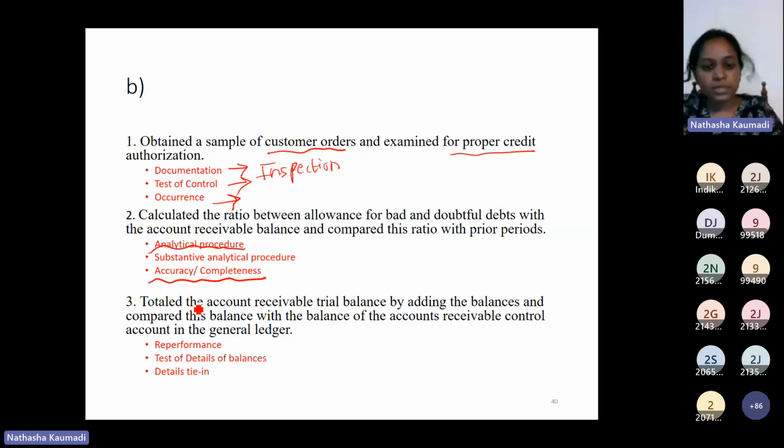Third one, total the accounts receivable trial balance, and you have compared with the control accounts. So what has happened? You are taking the totals and then you are checking it again with the control accounts. Basically, you are re-performing the procedure already performed by the client. So re-performance is the audit procedure, and of course that is not a test of control and that is not a substantive analytical procedure. Of course that is a TOD, test of details.